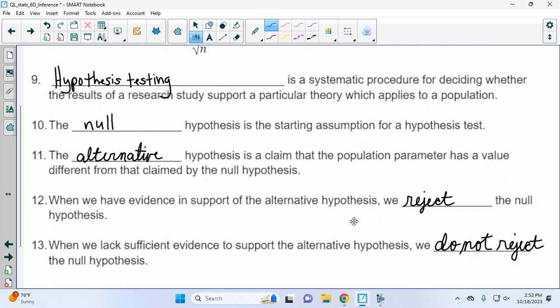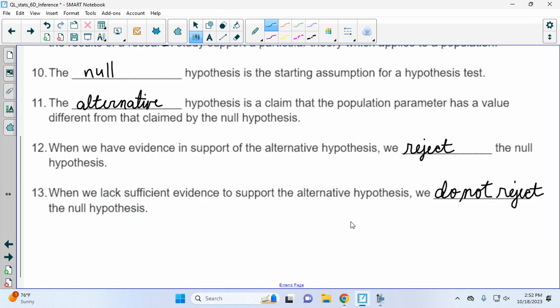The alternative hypothesis is a claim that the population parameter has a value different from that claimed by the null hypothesis. When we have evidence in support of the alternative hypothesis, we reject the null hypothesis. When we lack sufficient evidence to support the alternative hypothesis, we do not reject or fail to reject the null hypothesis.